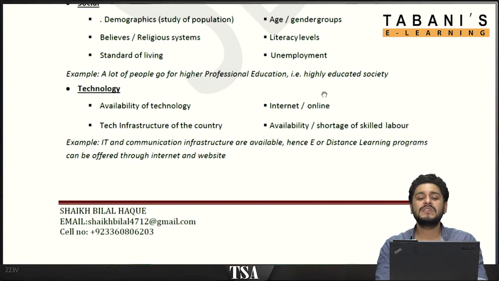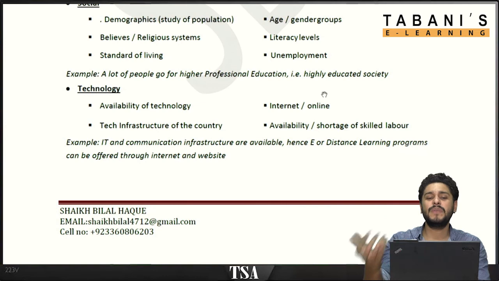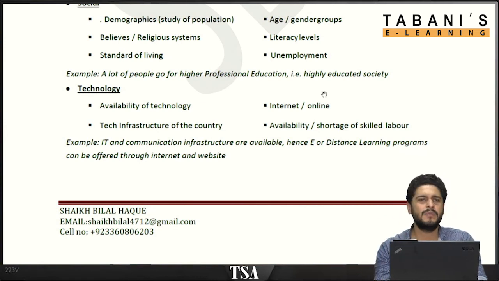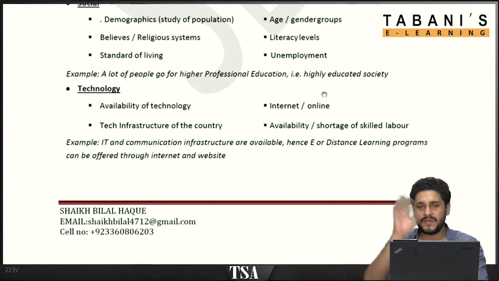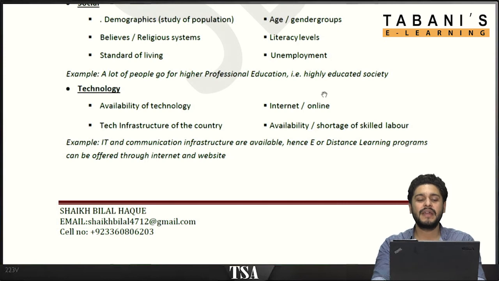Now let's move towards the technological area. The availability of technology. Is technology available on a random basis, or is it available on a general basis? For example, internet and online services. Are we working in an economy where internet connectivity is available? Because you guys must be well aware, whoever is sitting in front of a computer system, that if I am about to teach you through the online structure, the first and foremost thing you need is the availability of internet and online structure.